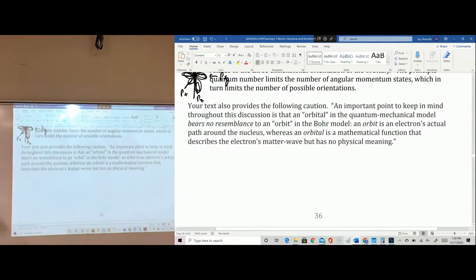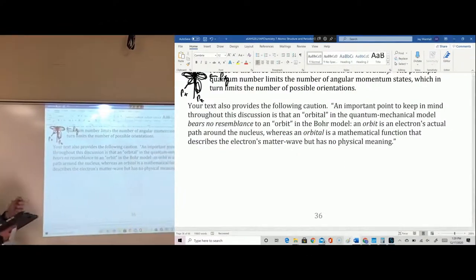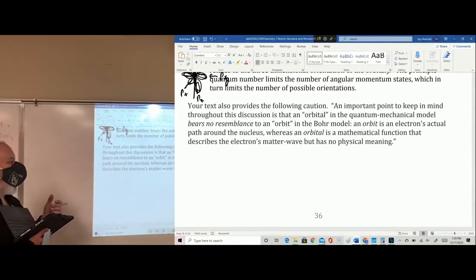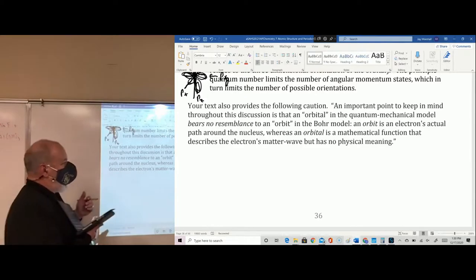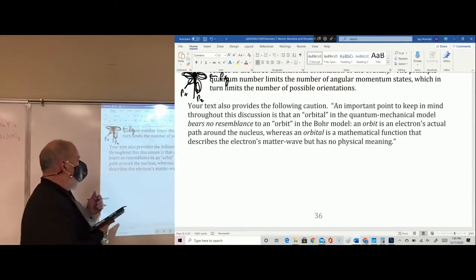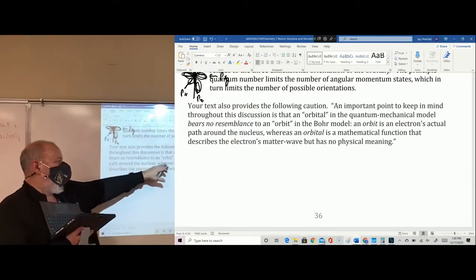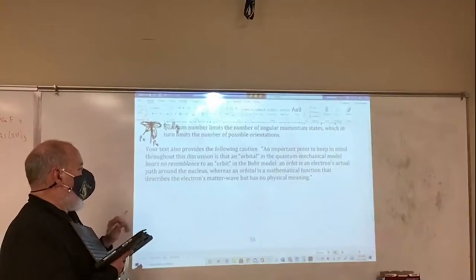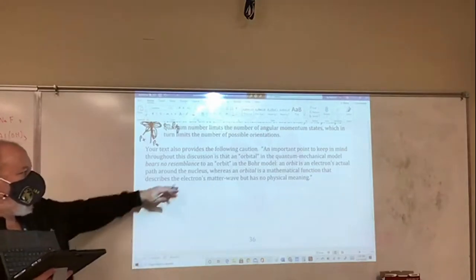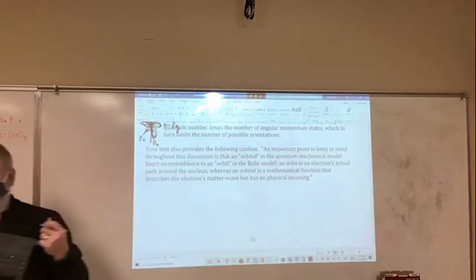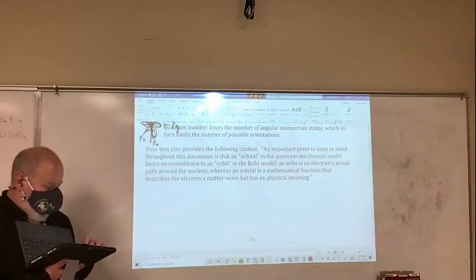Okay, your text also provides the following caution. An important point to keep in mind throughout this discussion is that the orbital in the quantum mechanical model bears no resemblance to an orbit in the Bohr model. An orbit is an electron's actual path around the nucleus, which doesn't exist, whereas an orbital is a mathematical function that describes the electron's matter wave. That's what we call this. We call this a matter wave. But it has no real physical meaning.